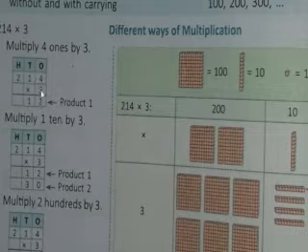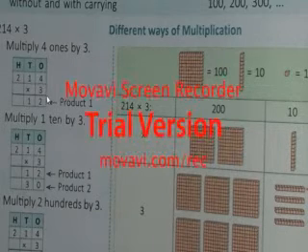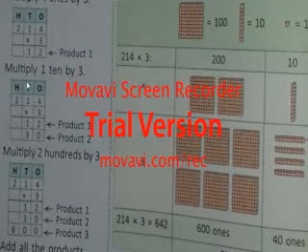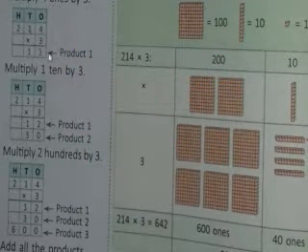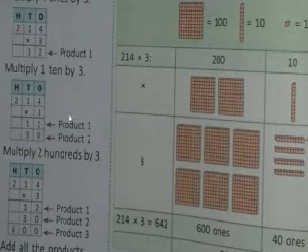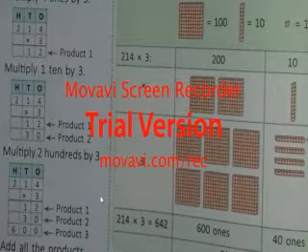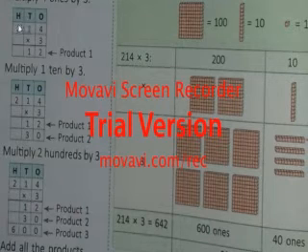Here it has been showing 214 multiplied by 3. So what we will be doing, at first we multiplied ones with 3, that became 4 3 is 12. Then again we multiplied tens with 3, so 3 tens are 30, so 30 I had written. Sorry, in the book it has been written product 1, product 2. So this multiplied 1 is product 1, again multiplied with 10, product 2, and now again it will be multiplying with 100.